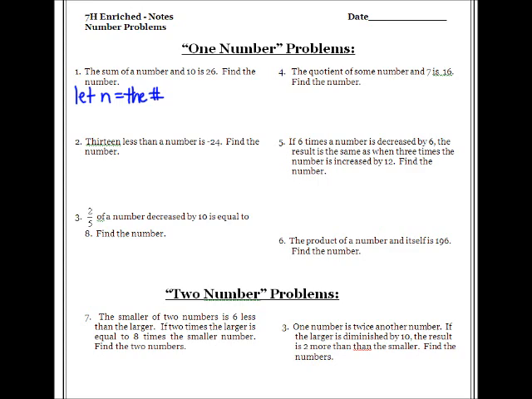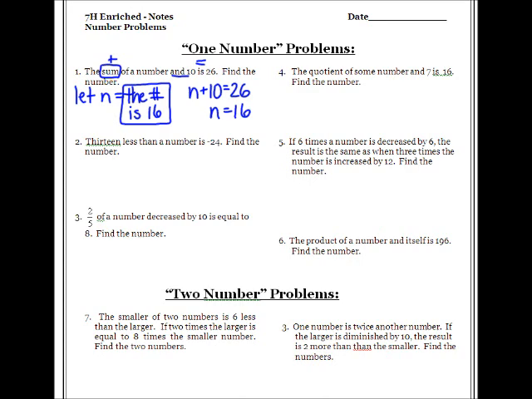All righty, so the sum, that means to add, of a number and 10 is 26. So your equation should look like n plus 10 equals 26. Very easy equation to solve. Subtract 10 from both sides, and n equals 16. The beautiful thing about your let statement is it also serves as an answer box, because word problems must have word answers. The number is 16.